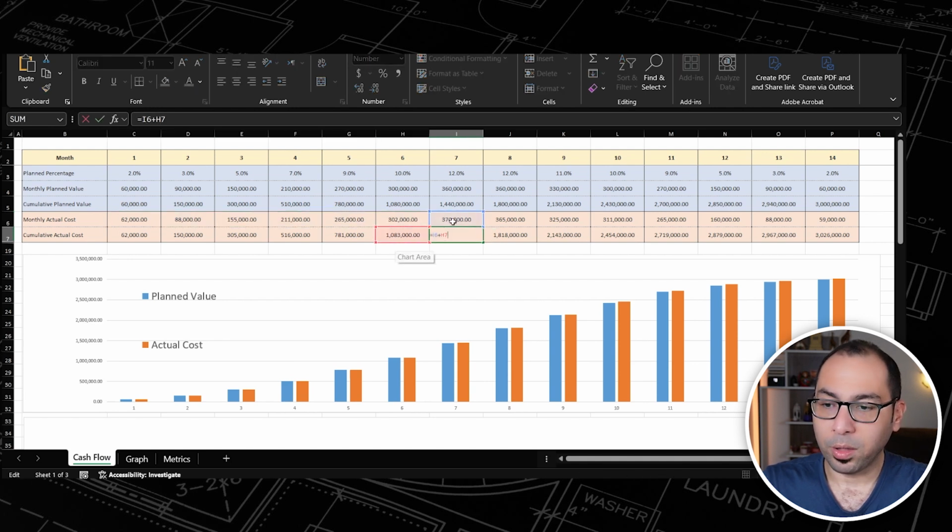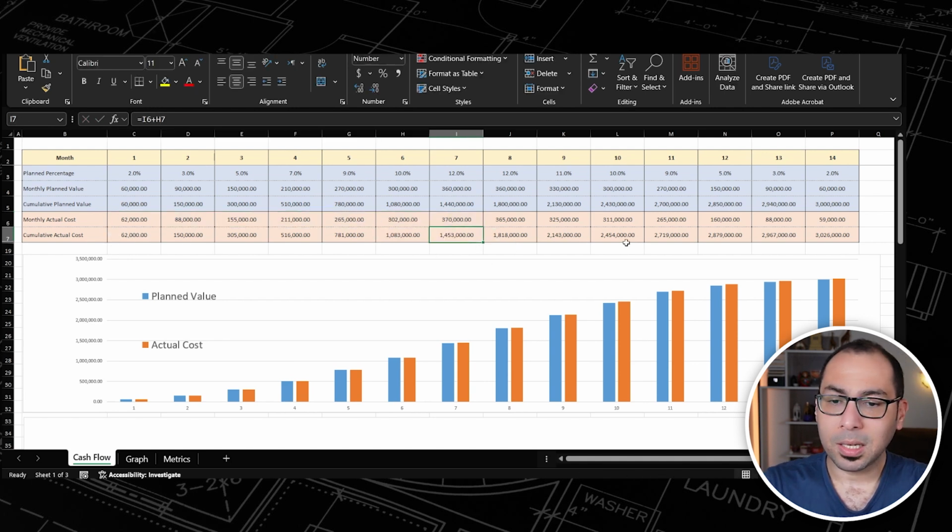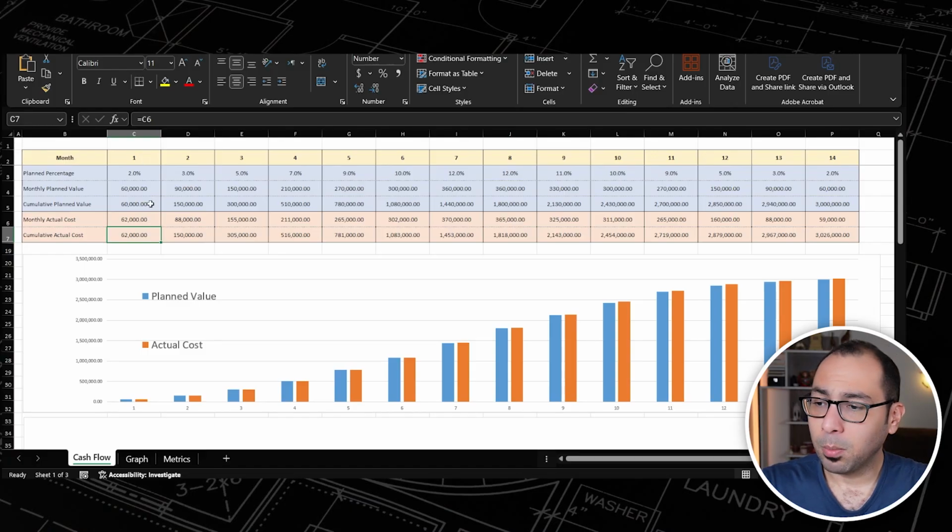So it is equal to this plus this. So it's just an Excel formula so that we keep recording the actual cost while we are executing the project. But at this point, you cannot judge if the performance of the project is good or bad, because here, for example, in the first month, our cumulative planned value is 60,000 and cumulative actual cost is 62,000.